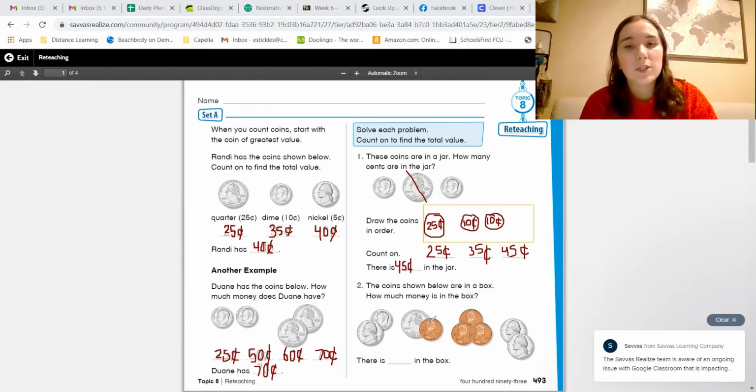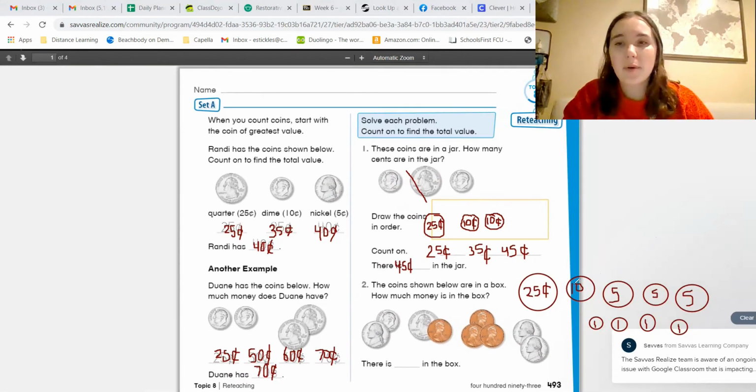Okay, we're going to read number 2 and then you're going to solve it. The coins shown below are in a box. How much money is in the box? Take your time, my friends. I would put them in order first on your whiteboard and write the values inside of your pictures and then add them up by counting on and come back to me when you have it all figured out.